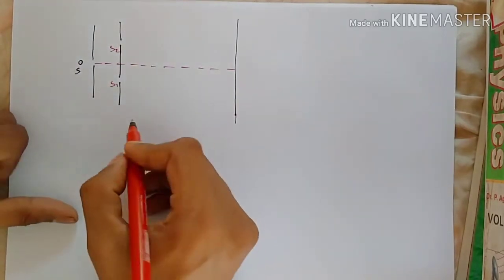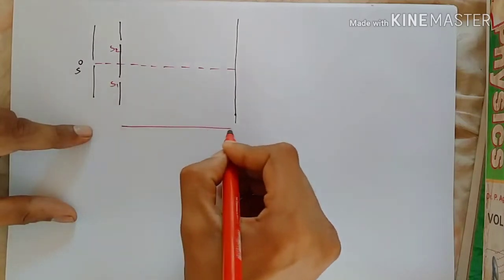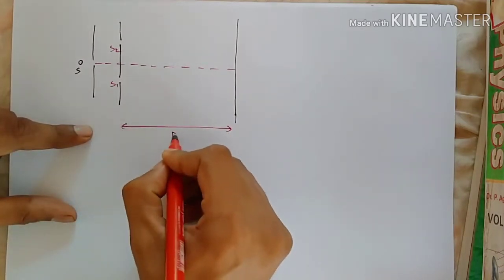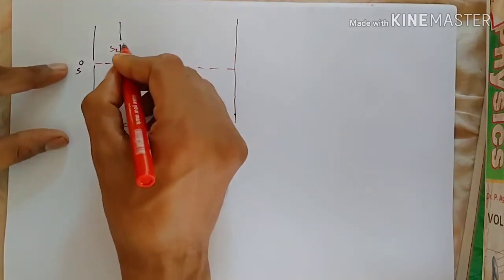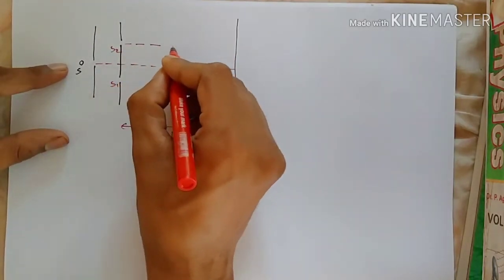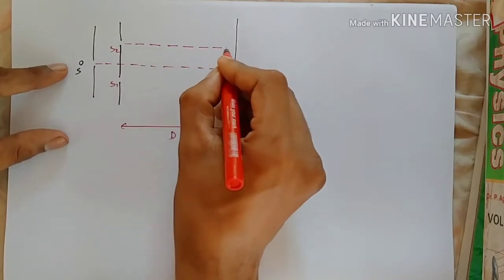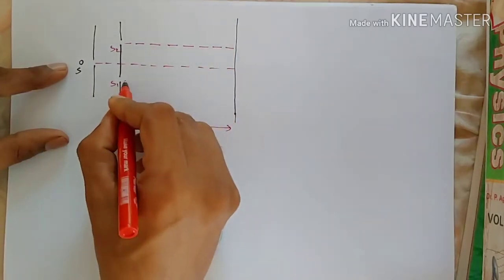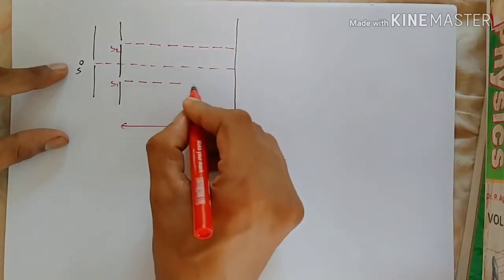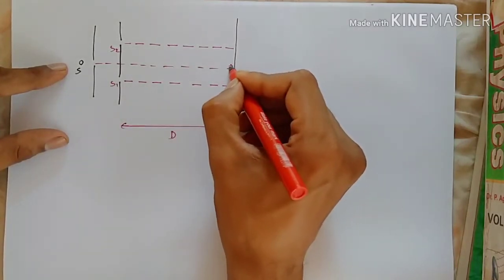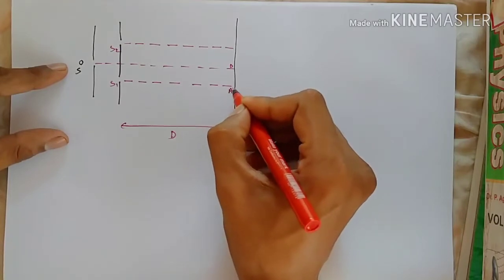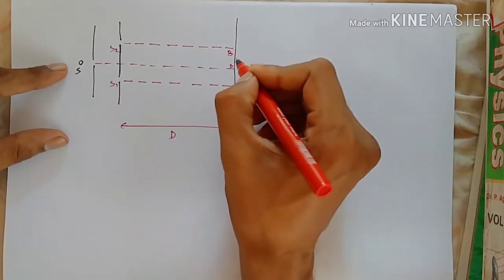The distance between double slit and screen is capital D. Let me draw a dotted line from that slit 2 to a point over here, and a dotted line over here also. Let's mark this point as O, this point as A, this point as B.